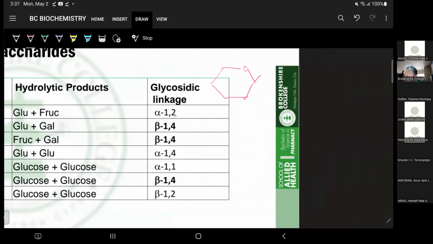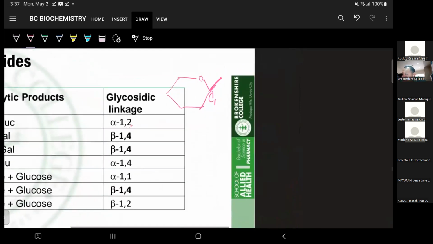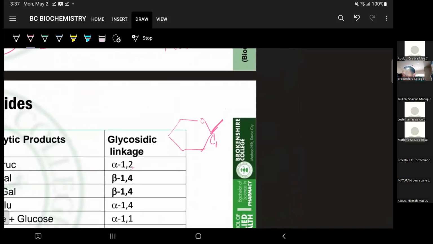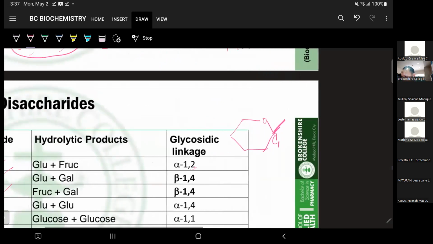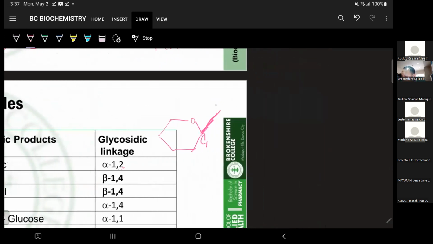So if the connection is at your carbon number 1, remember the rule from earlier: if it is up, it's alpha or beta. If it is up, it's your beta 1. Okay, beta 1. For example, galactose. I don't know the proper positioning of the OH, but if we try galactose, this is 1, 2.